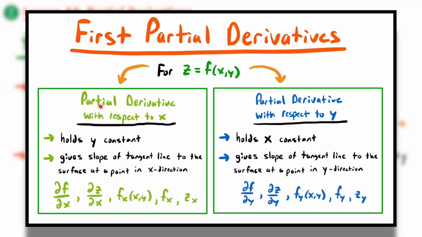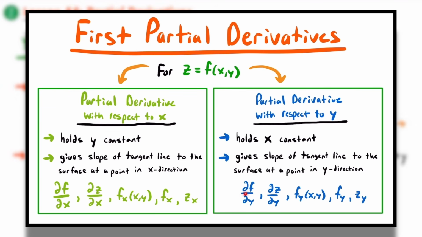All right, so that is for a partial derivative with respect to x, but then for a partial derivative with respect to y, this derivative holds x constant, and it will give the slope of the tangent line to the surface at a point in the y direction. And once again, notationally, you have a few options on how to represent this partial derivative. They're the same notations that we use for a partial derivative with respect to x, but of course those x's are replaced with y. So we have df dy or dz dy, or you could read them as the partial of f with respect to y or the partial of z with respect to y.